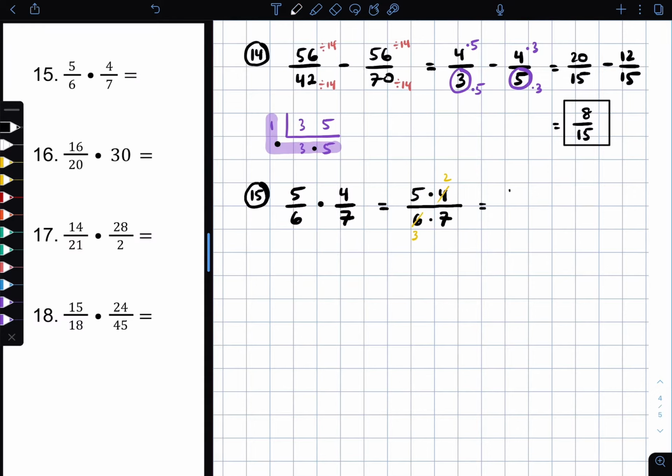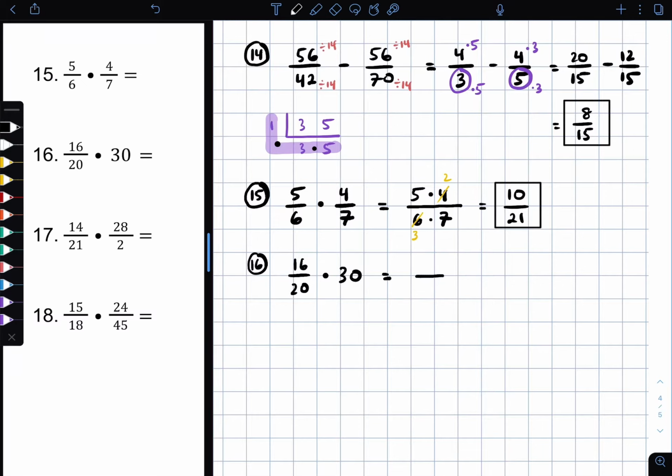So 5 times 2 is 10, 3 times 7 is going to be 21, and that can't be simplified because we took care of everything before we multiplied, right? So that's 15. It's as easy as that. For 16, what do we have? We have 16 over 20 multiplied by 30.